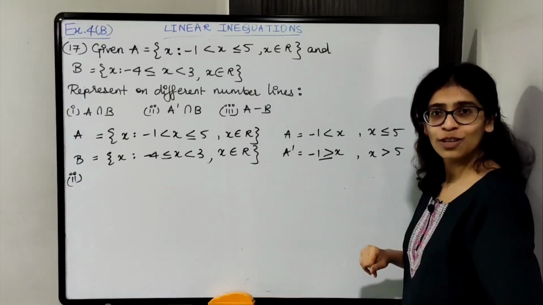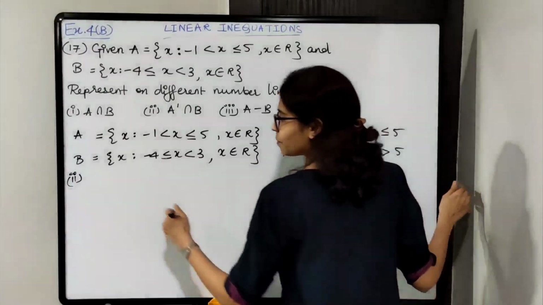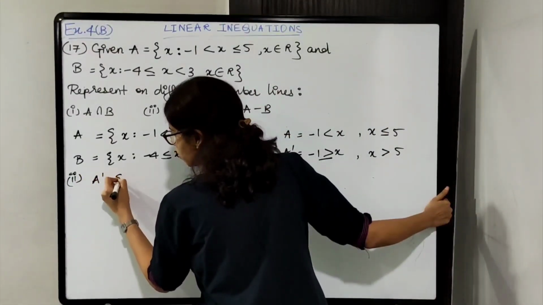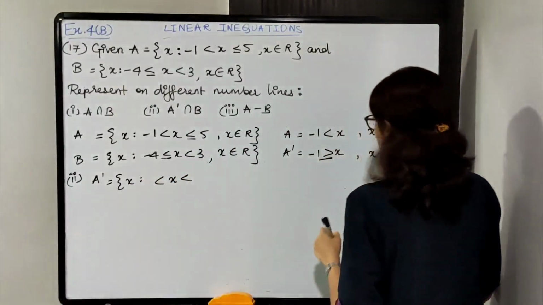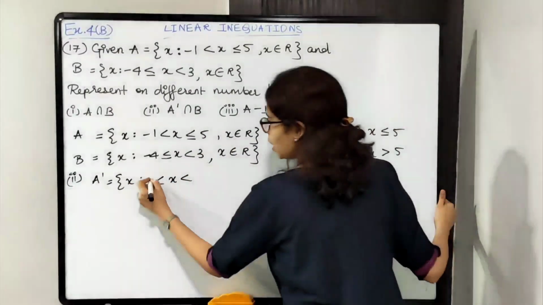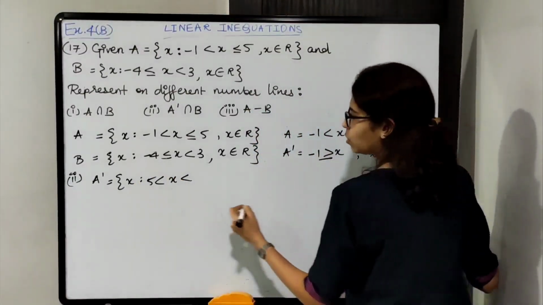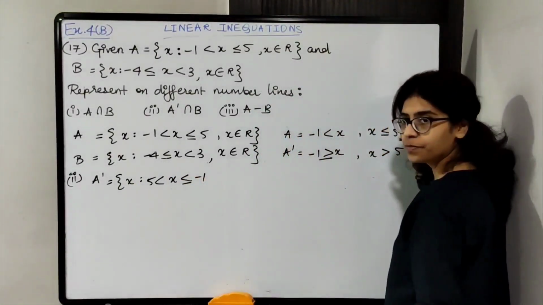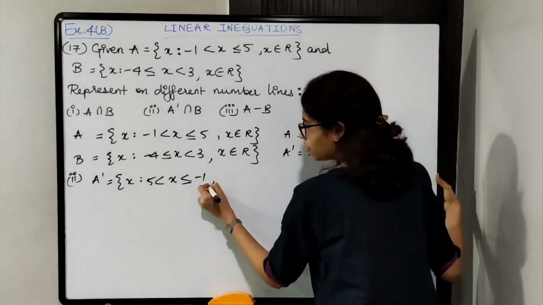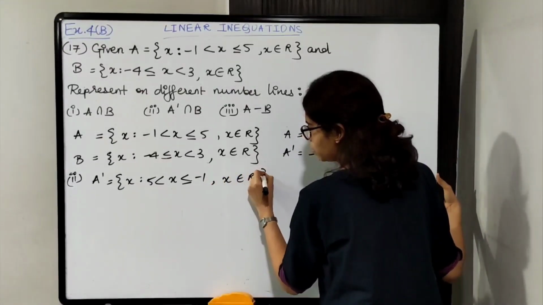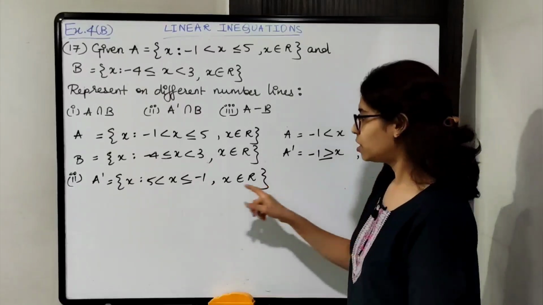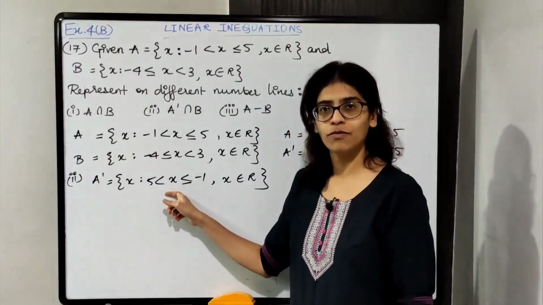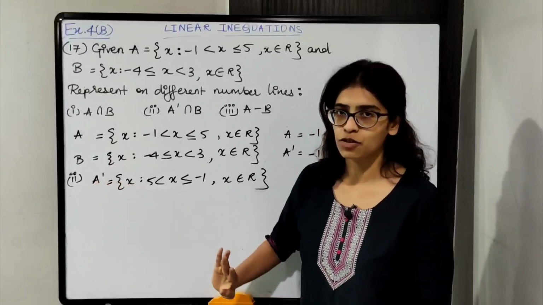We got the range, so we'll write down the set. A dash is a set of all x such that x का range is x is greater than 5 and less than or equal to -1, where x belongs to R. All right, so this is the range of x for a dash.